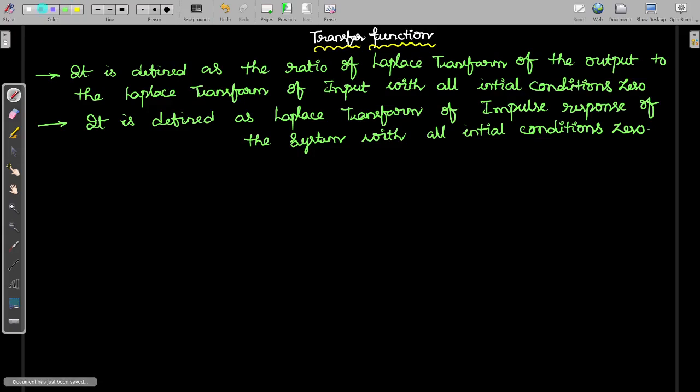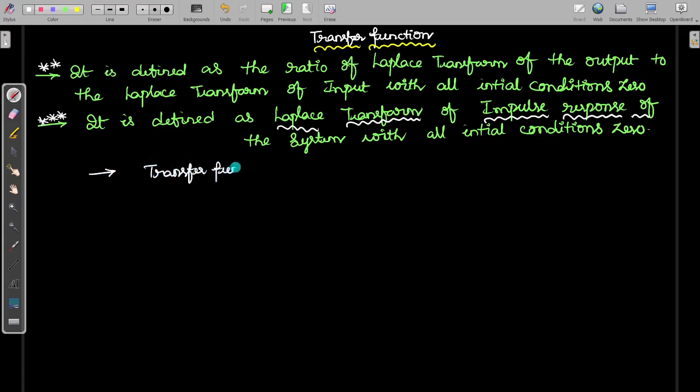So first of all, you have to take the impulse response of the system. For that, if you take the Laplace transform, then also you are going to get the transfer function of the system. But the very popular definition is the first one, and this definition is going to be asked in competition exams. So both definitions are very important for competition exams. So if you write the first definition mathematically, we can define the transfer function.